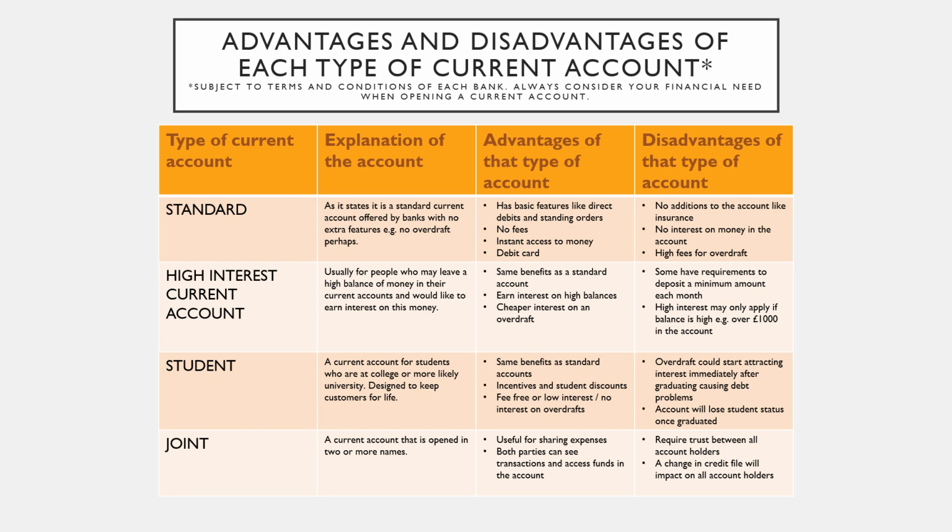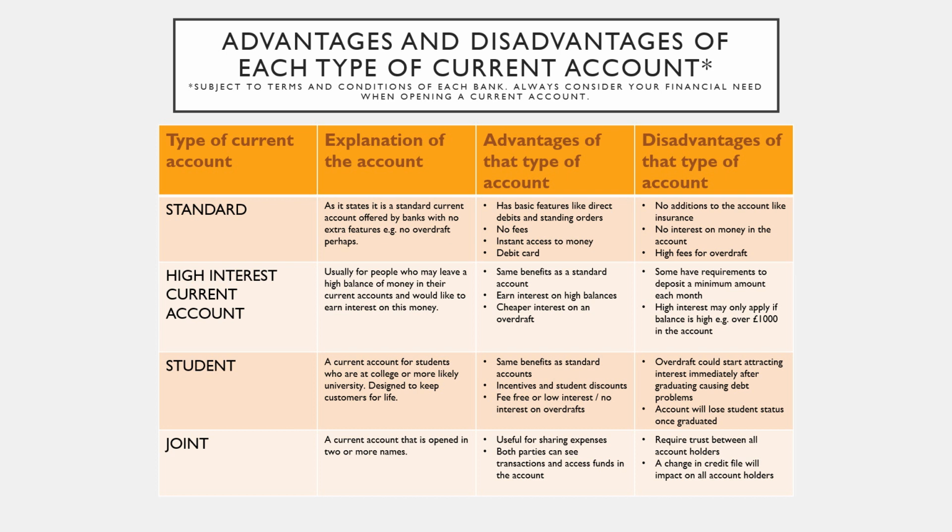Anyway, the advantages and disadvantages of a student account, well, you have the same benefits as a standard account. You also have sort of incentives and student discounts on a student account. It's normally fee-free or low interest, so there's no interest on overdrafts perhaps, so you could be £500 overdrawn on your student account for a whole month or maybe 6 months. Bank won't charge you any money for that perhaps, or they certainly wouldn't charge you a lot of money for being in your overdraft because of course you're a student.